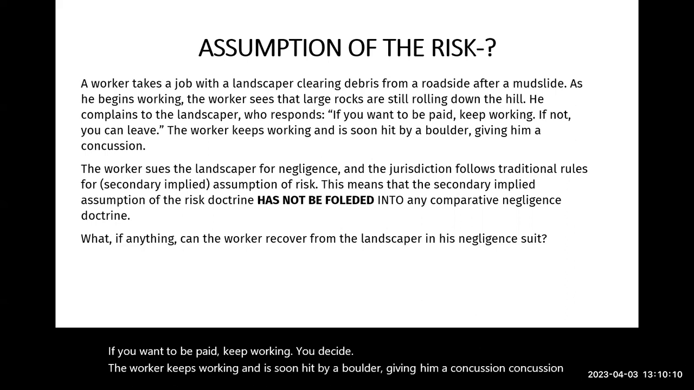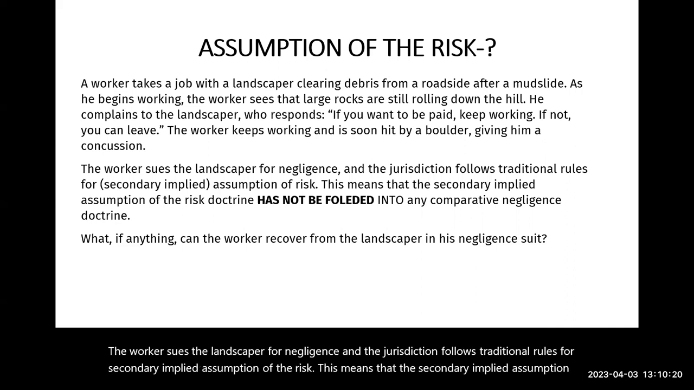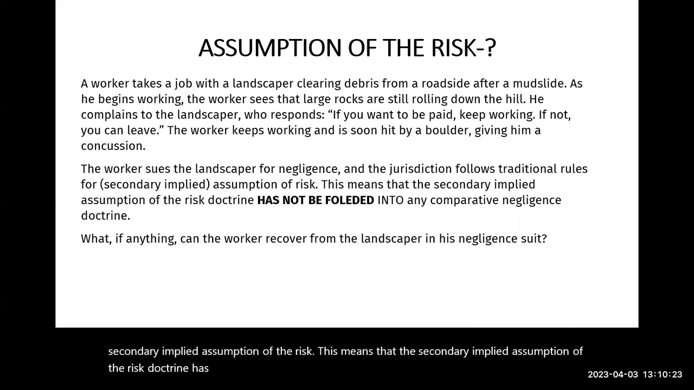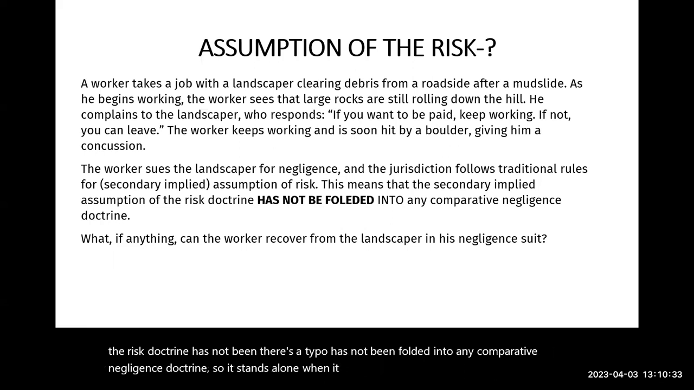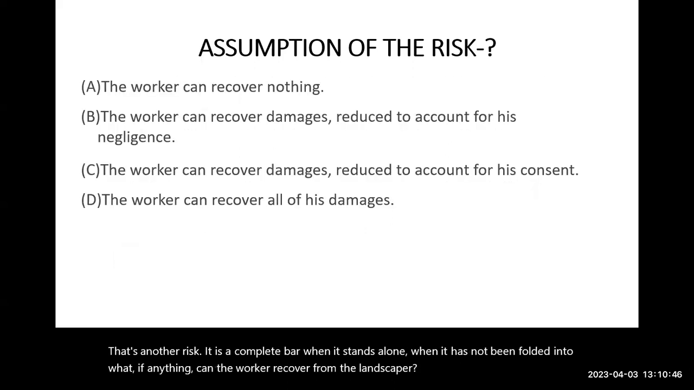The worker sues the landscaper for negligence, and the jurisdiction follows traditional rules for secondary implied assumption of the risk. This means that the secondary implied assumption of the risk doctrine has not been folded into any comparative negligence doctrine. So it stands alone. When it stands alone, what is assumption of the risk? It is a complete bar when it stands alone, when it has not been folded in. What, if anything, can the worker recover from the landscaper? A: The worker can recover nothing.